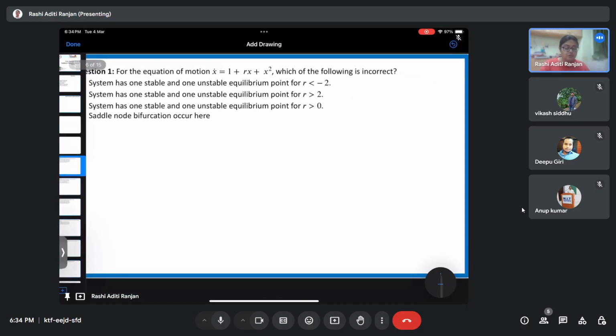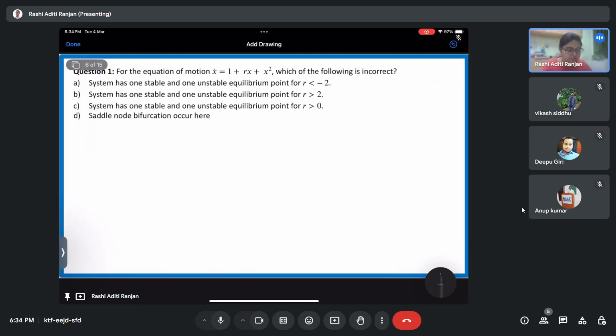The first question says, for the equation of motion, which of the following is incorrect? So, stable, unstable. We are actually concerned about the type of bifurcation that is occurring here. So again, we will first write down the equation of motion. The first thing that we are going to do is find the fixed points. How are we going to find the fixed points? We'll put x dot equals 0, which implies 1 plus rx plus x square is equal to 0. So this is the quadratic equation.